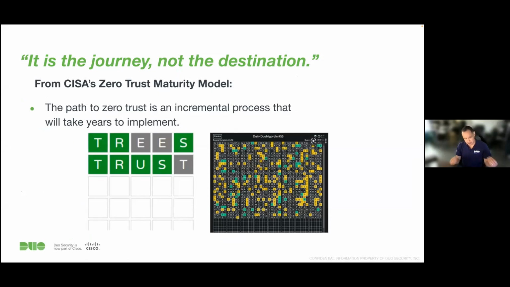But just remember that Zero Trust is a journey, not the destination. From CISA's Zero Trust Maturity Model, it's stated right in there that the path to Zero Trust is an incremental process. It might take us years in some cases. So that's something to be wary of in the back of your mind.